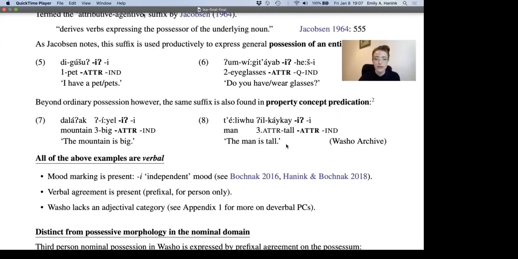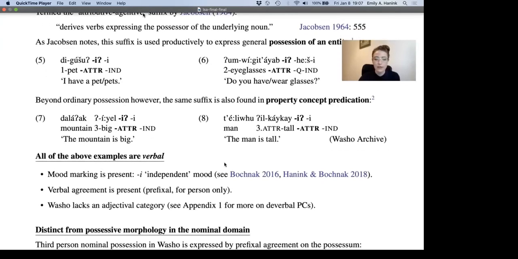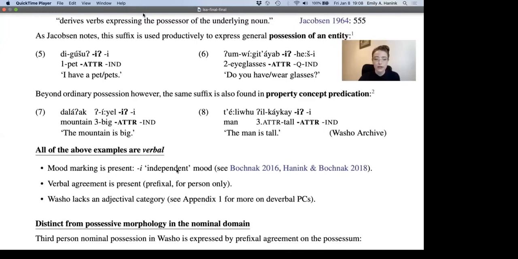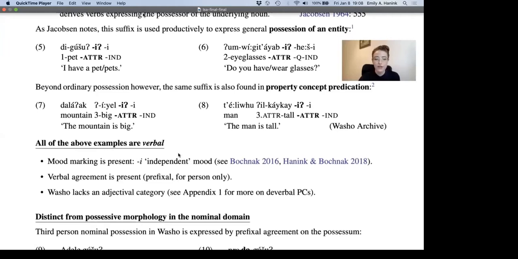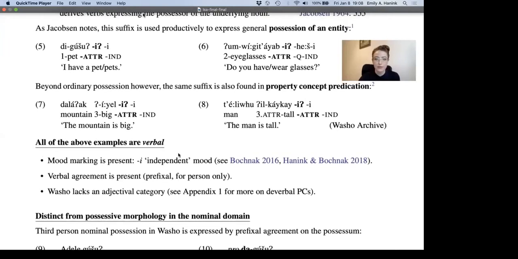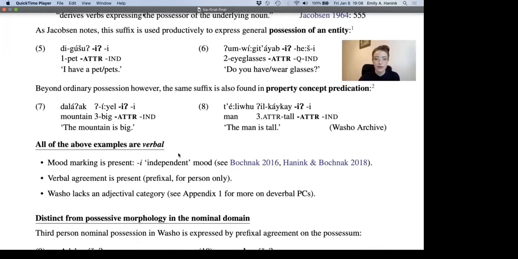Now, something to note is that all of the above examples are verbal. We know this, for example, because the mood marker E is present, which is the independent mood in Washoe. Secondly, we see verbal agreement, which in Washoe is prefixal for person. So for example, we have second person and first person. And also as a side note, Washoe lacks an adjectival category altogether. So in general, property concepts are expressed as verbs.